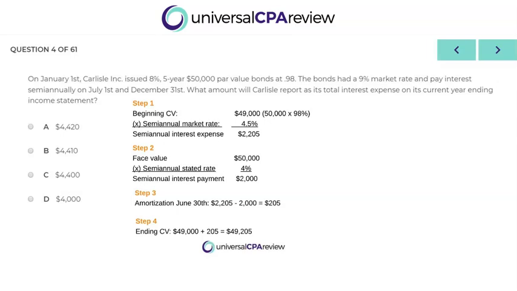And then all we're going to do is calculate the interest expense for period 2. 49,205 times the market rate divided by 2, as it's semi-annual, will be 4.5%. So that rate times the 49,205 is 2,215.